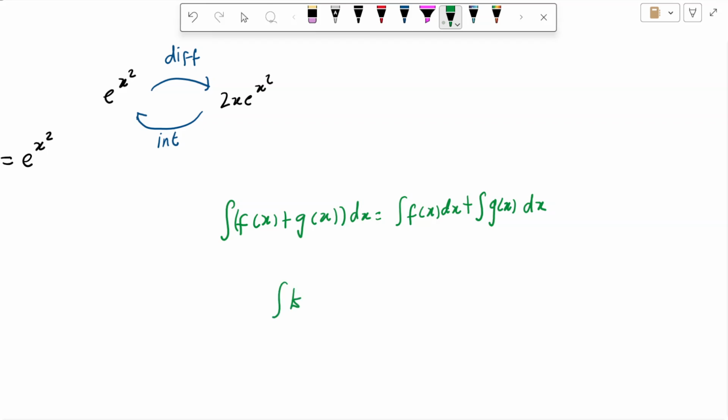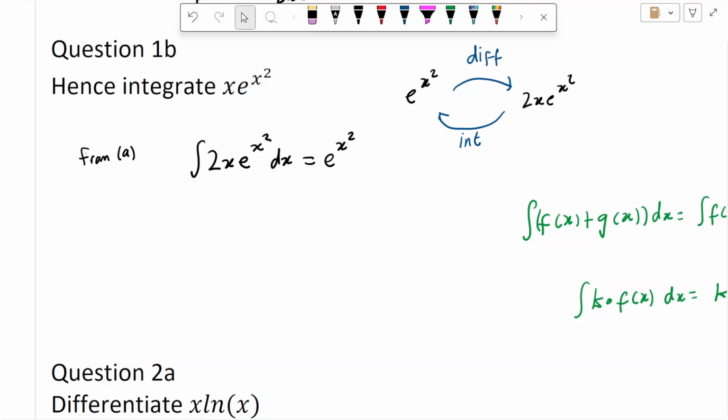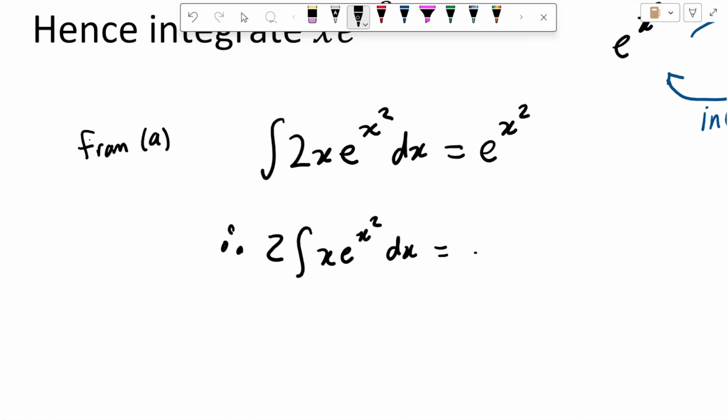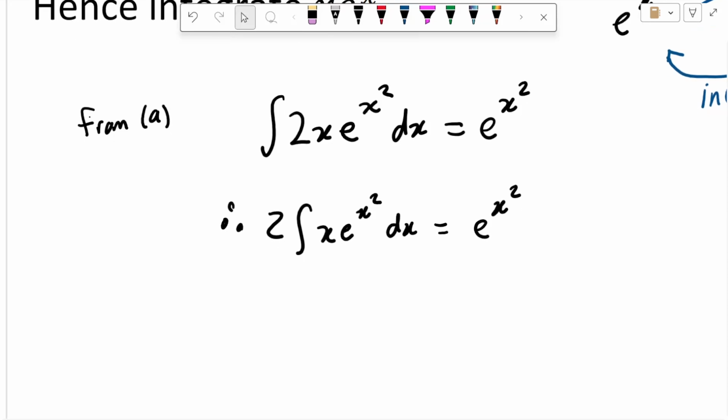The other one we use quite a bit as well. K times a function is k times the whole integral. These rules also work for derivatives. So we're going to use these two. Basically what's going to happen is the 2 there is going to come out the front. So we're going to go that 2 times the integral of x e to the x squared is e to the x squared. And now we can just divide both sides by 2.